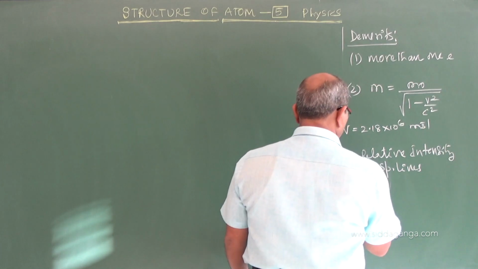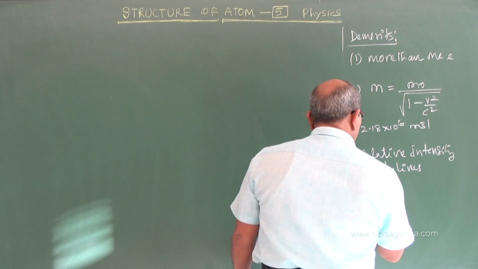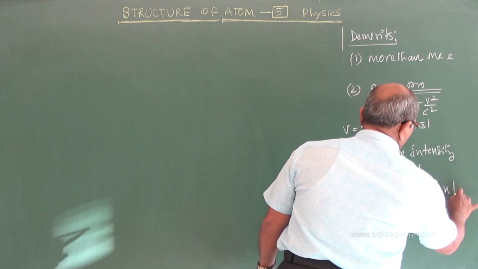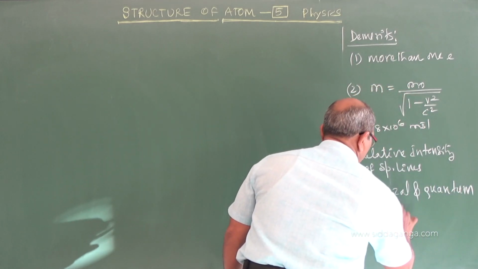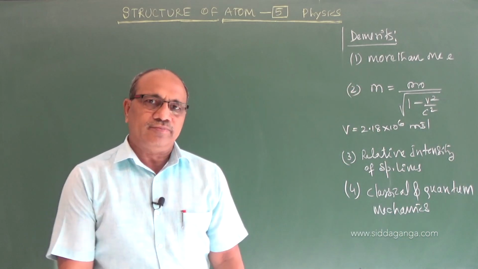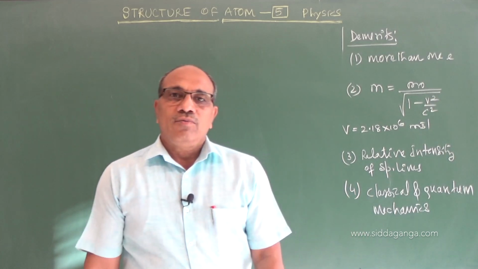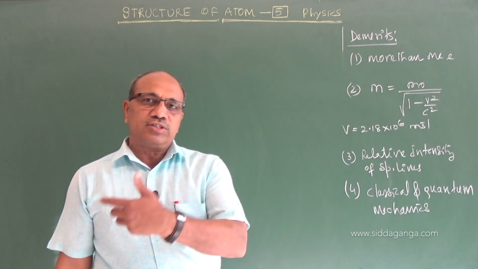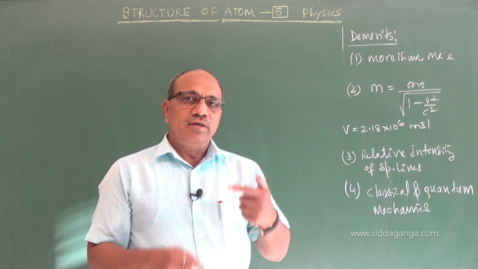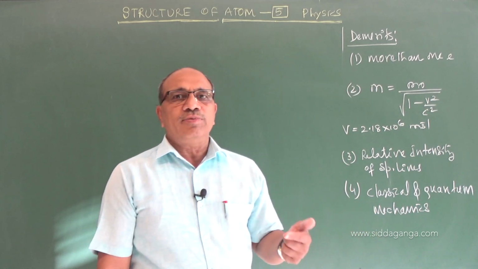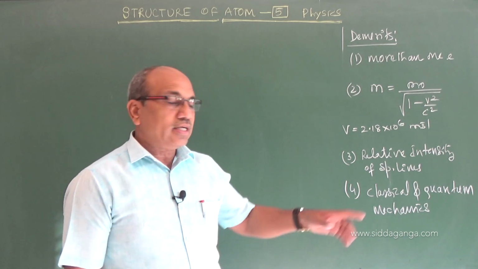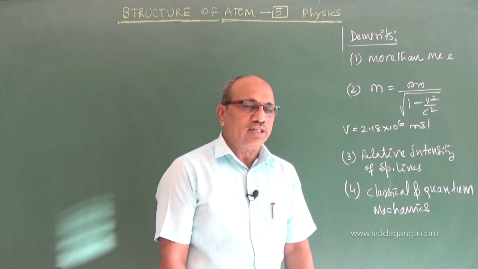And the fourth one: classical and quantum mechanical concepts used simultaneously in a single theory is not admissible, but he did so. In the first concept, carried over from Rutherford, the electrostatic force of attraction between the nucleus and the electron is responsible for the centripetal force that makes the electron go around in a circular orbit. That is a classical concept, centripetal force and electrostatic force.